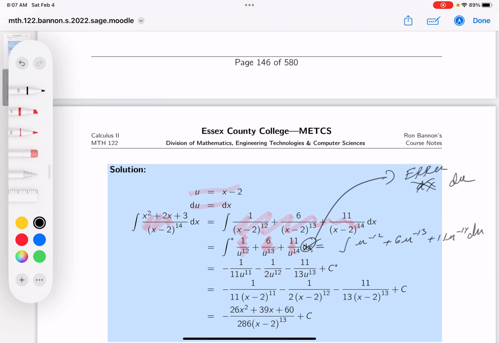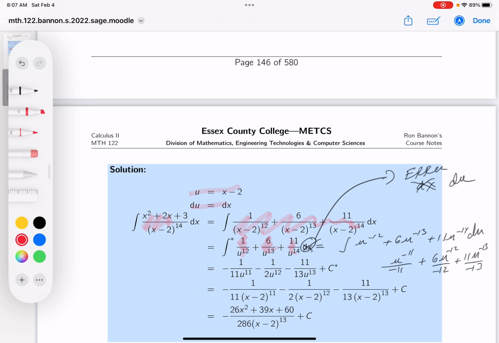What do you get over here? Well, simple integration. You're adding 1 to the exponent. You get u to the minus 11. And you divide by minus 11. This one over here is going to be 6. You're going to add 1. That's minus 12 over minus 12. And this one's going to be plus 11. Add 1, u to the minus 13 over minus 13.